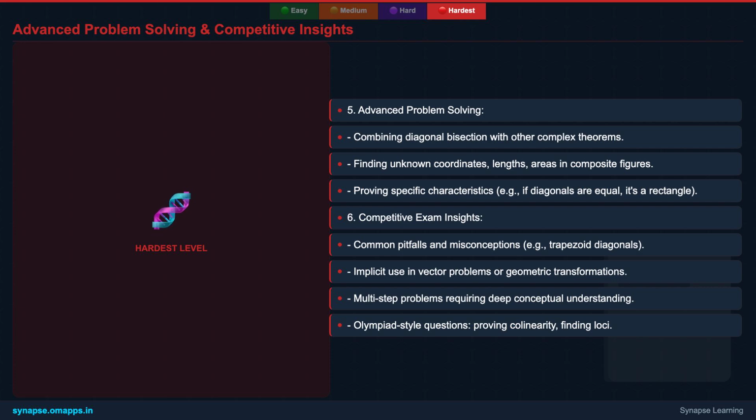This property is also a key discriminator. While parallelograms have bisecting diagonals, general quadrilaterals, trapezoids, or kites do not, or only partially. Understanding these distinctions is crucial for precise geometric analysis.